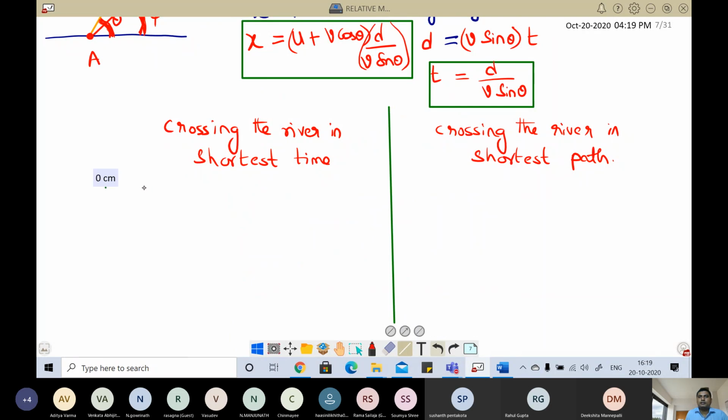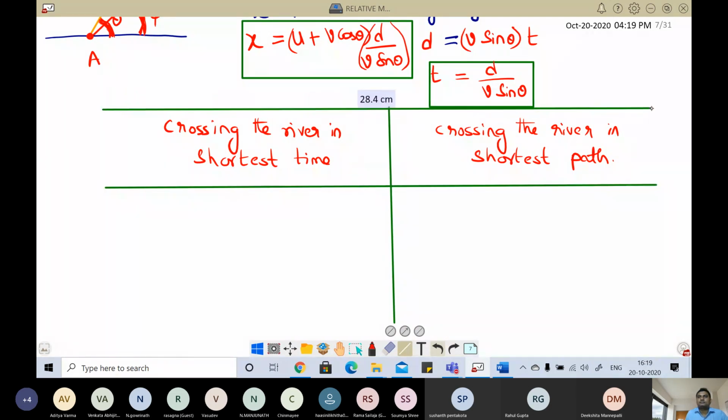Okay, two cases are there. One is called crossing the river in shortest time and the other is crossing the river in the shortest path. Okay, so now first point. The first one is crossing the river in shortest time.